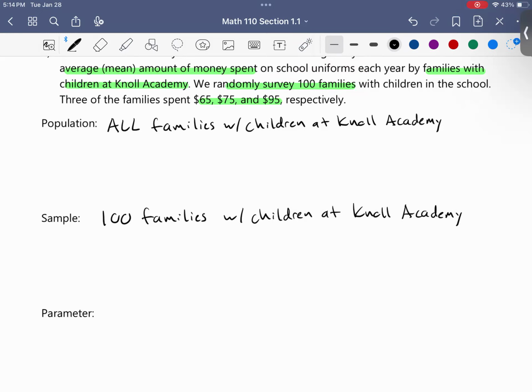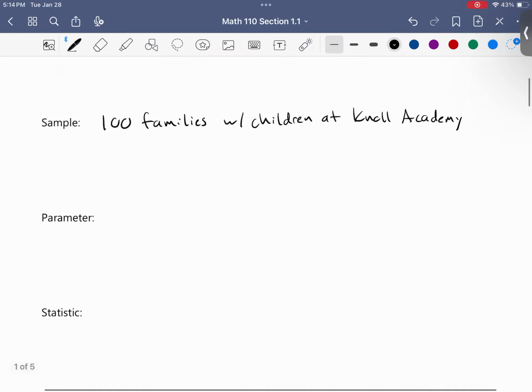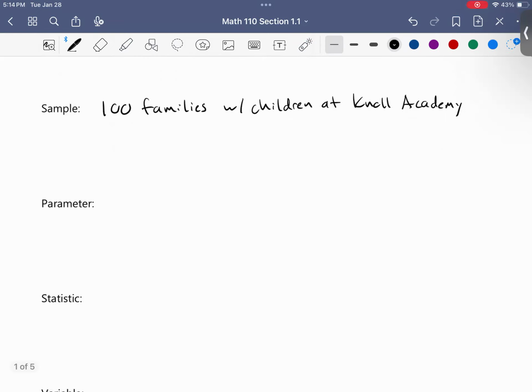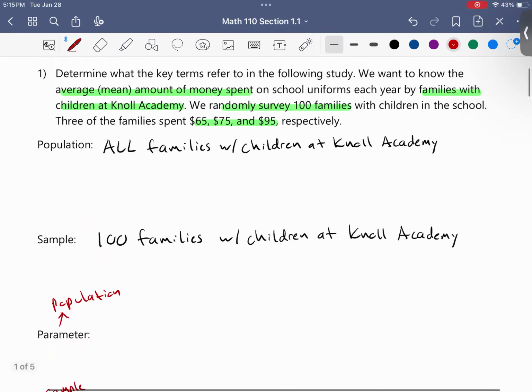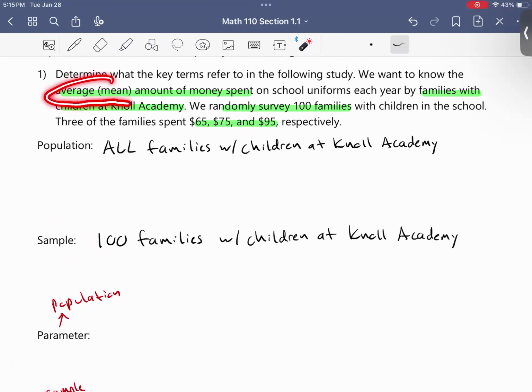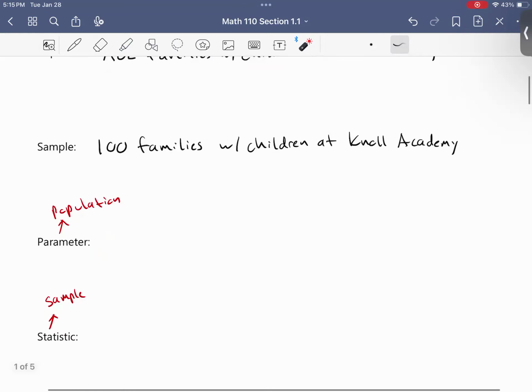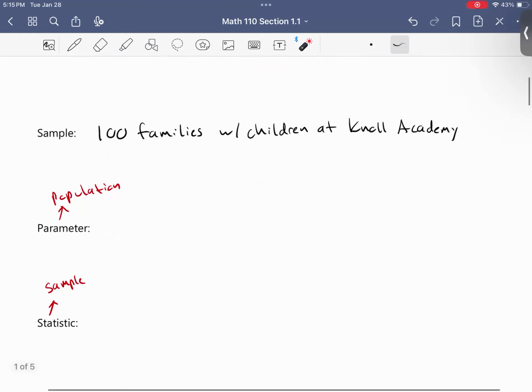Okay, so now let's get into parameter and statistic. Remember that parameter goes with population and statistic goes with sample. And parameter and statistic are talking about some type of calculation. In this question, the type of calculation is going to be the average or mean amount of money spent. And since parameter is talking about population, we want to know the average amount of money spent by all the families.